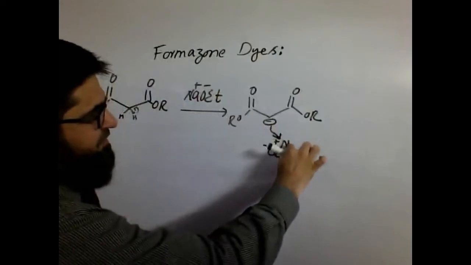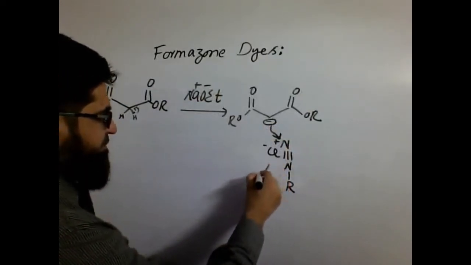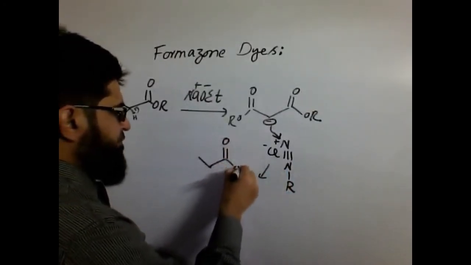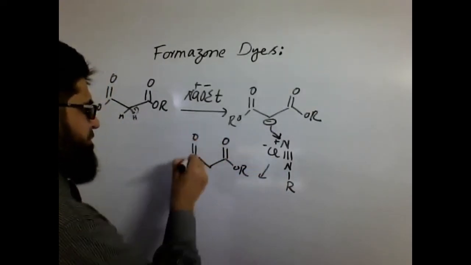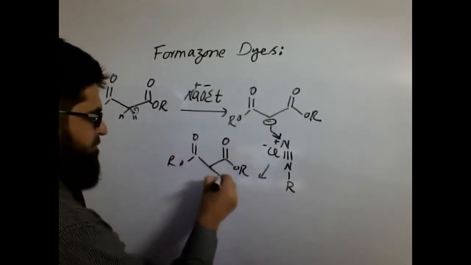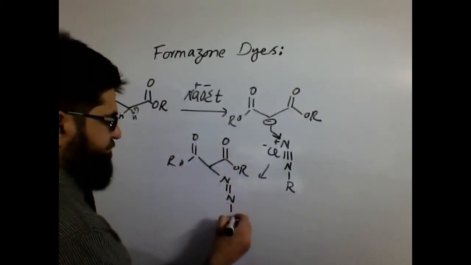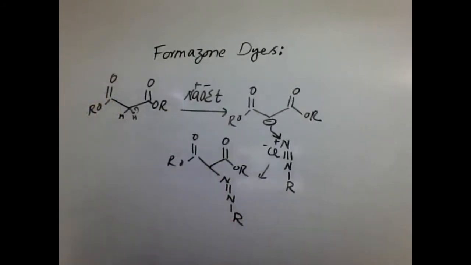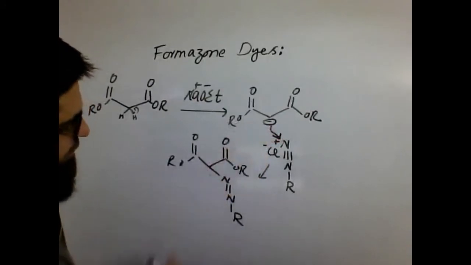This negative will attack at the nitrogen, giving us nitrogen, double bond nitrogen. Here is our R group. So it will look like this one. A new bond between carbon and nitrogen has been generated.